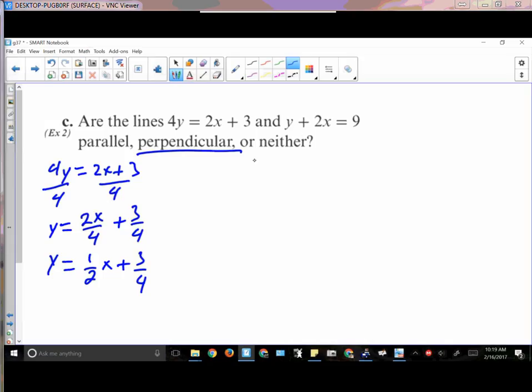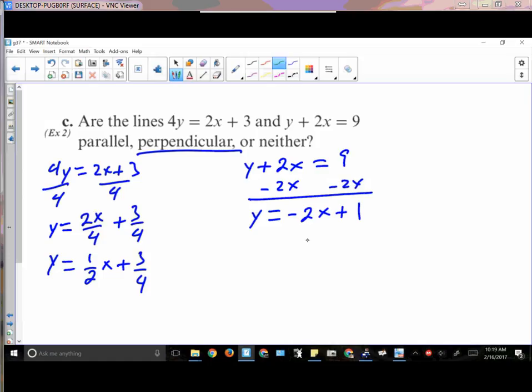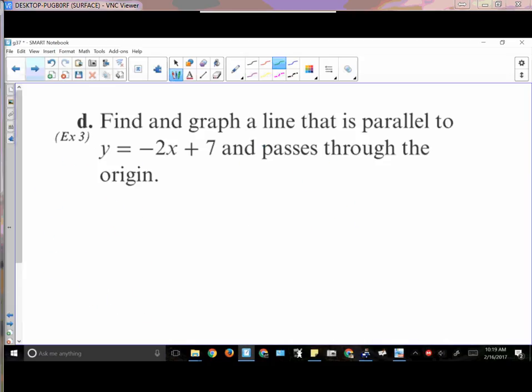The next one, we have y plus 2x is equal to 9. Looks like I need to subtract 2x from both sides. So I have y is equal to negative 2x plus 9. So this one here is negative 2 over 1. This one here is 1 over 2. So they are perpendicular to each other. They are opposite. Good. So, give you a little time here and ponder this one.